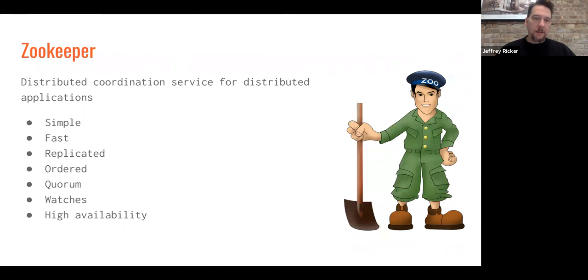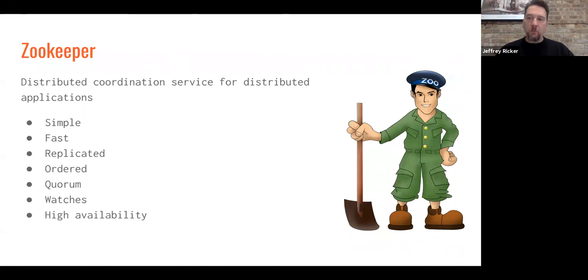And it provides some very basic things, right? It's very simple, it's very fast, it's replicated, it's ordered, it has a quorum. And that's why it has to be on an odd number of machines, because it will only say a value is set if a majority of the servers have the same value, right? So in order to have a majority, you can't have a tie vote, so you have to have an odd number of Zookeeper instances.